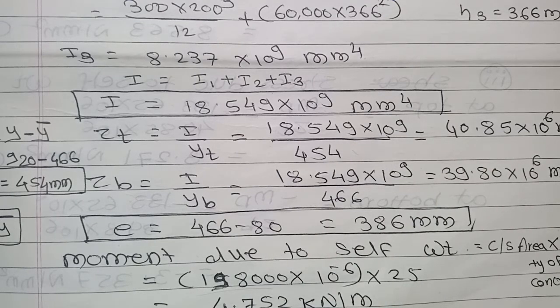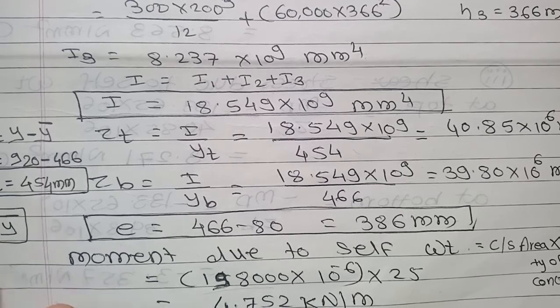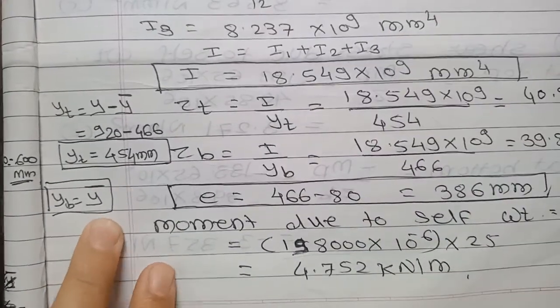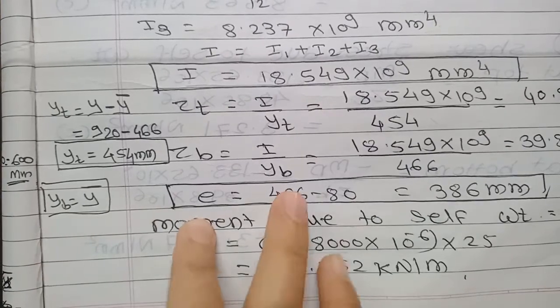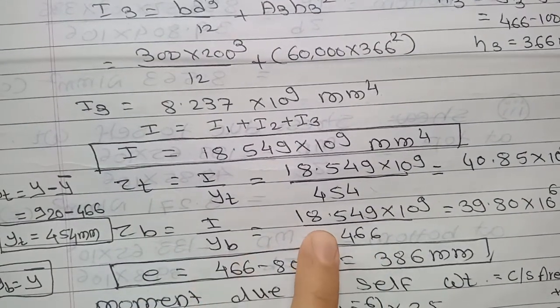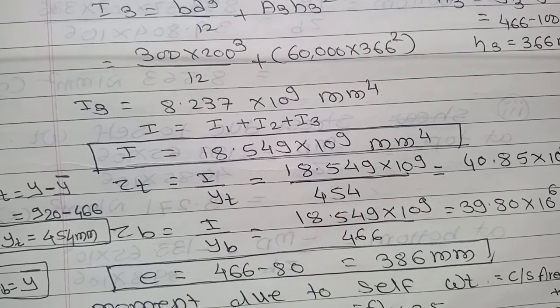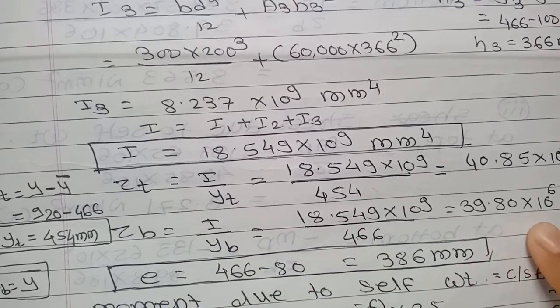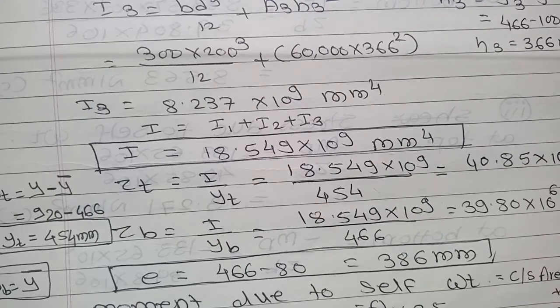Now section modulus at bottom fiber, that is I divided by YB. I is the total moment of inertia, YB is the depth of bottom fiber, that is YB. In unsymmetrical section, YB is equals to Y bar. Put this value in this equation. I is total moment of inertia, that is 18.549 into 10 raised power of 9 divided by YB, that is 466. If we calculate this, we got the answer 39.80 into 10 raised power of 6 mm cube.